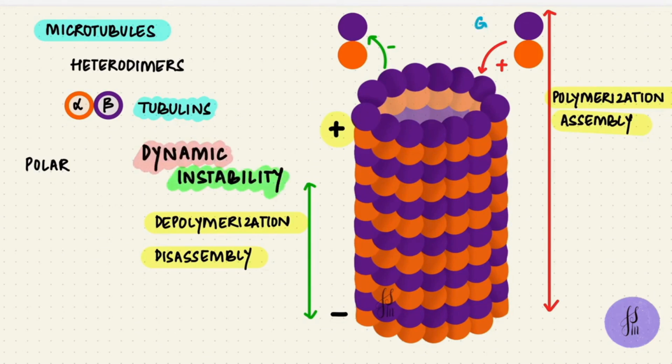It actually depends on the rate of GTP hydrolysis. The units that are bound to GTP bind tightly. But when that GTP gets hydrolyzed to GDP, the dimers have a lower affinity. So if the rate of assembly is faster than the rate of hydrolysis, then the structure will lengthen.